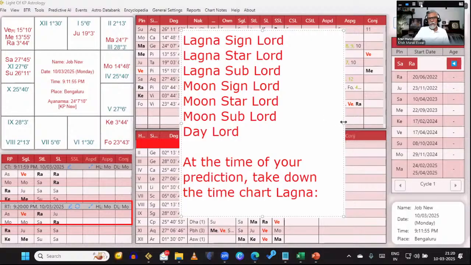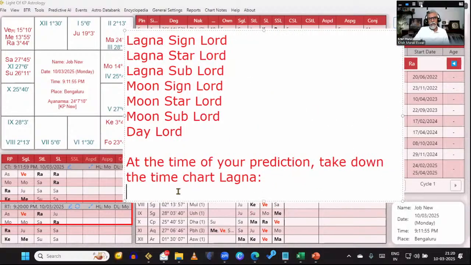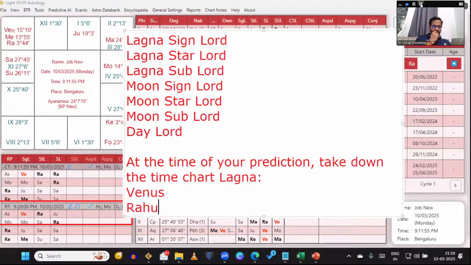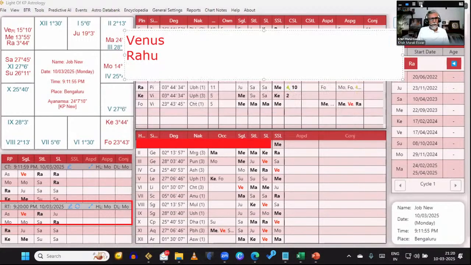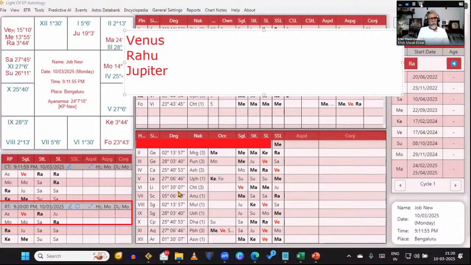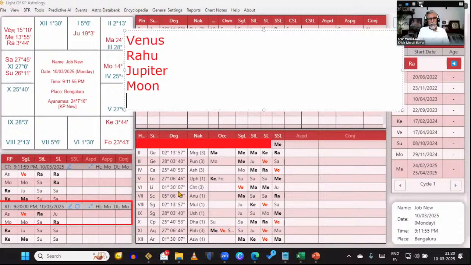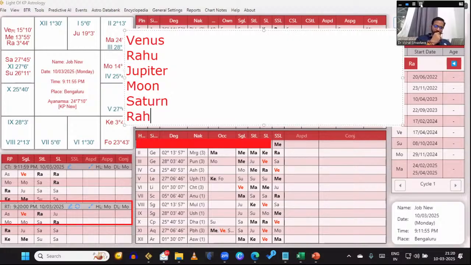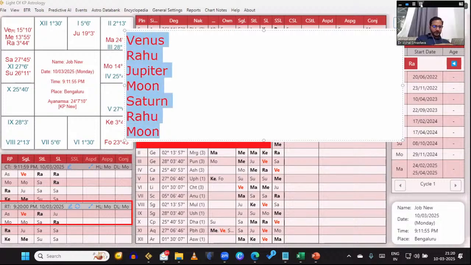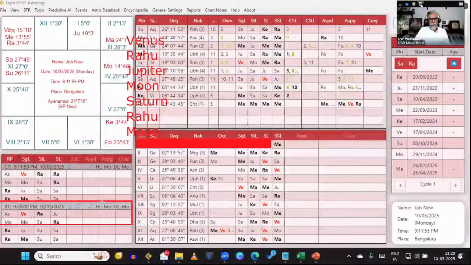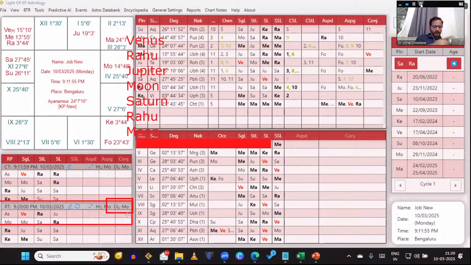So here the Lagna sign lord will be Venus, star lord will be Rahu, Lagna sub lord Jupiter. Moon sign lord is Moon, star lord is Saturn, sub lord is Rahu. Day lord is Moon. The day lord is not given in this chart, I think. It is given here, right here, day lord. Moon. Monday.